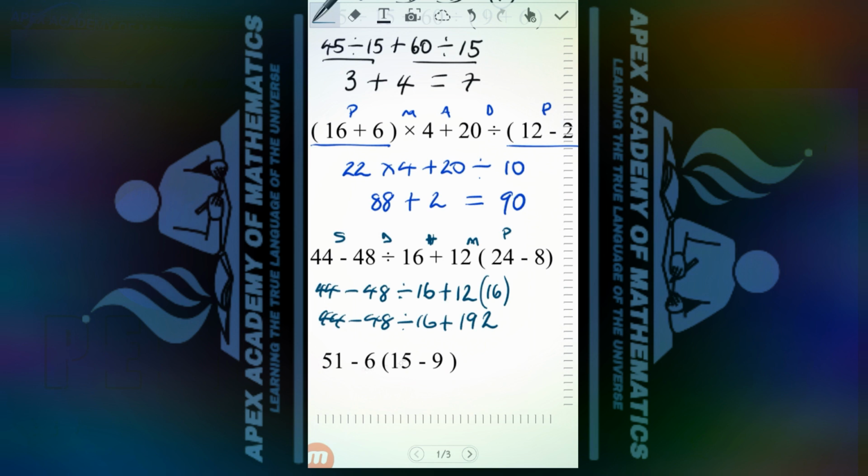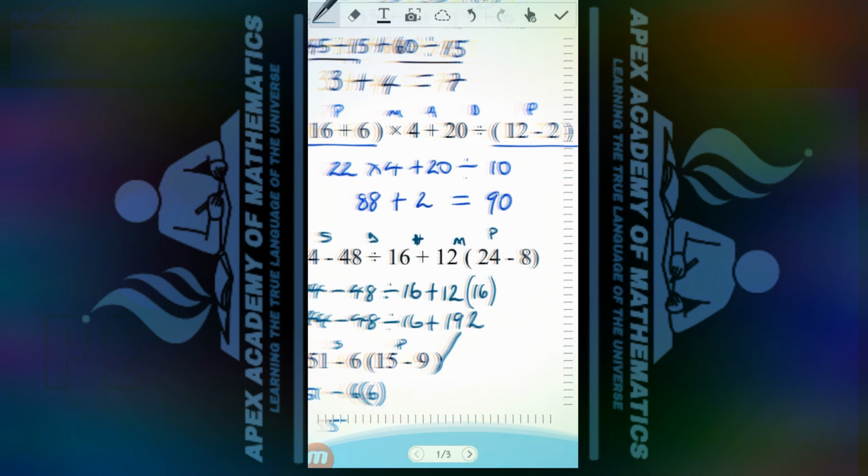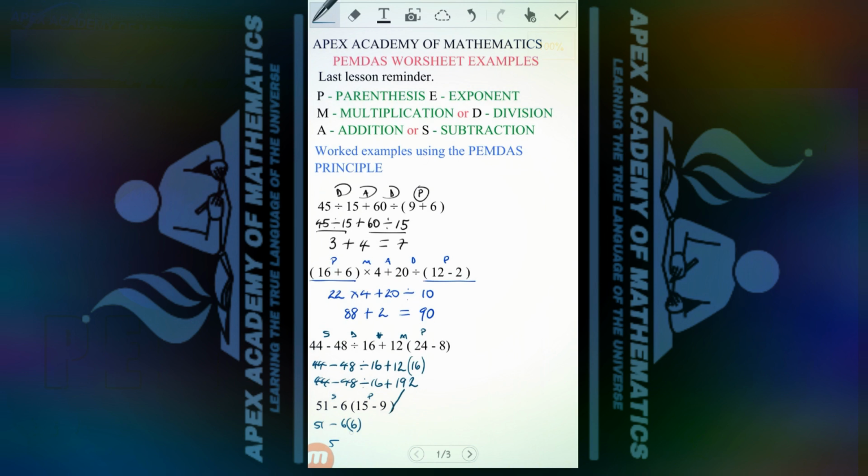So for this one here, we have subtraction, here we have parenthesis. So there's only two operations here. So we have 51 minus 6 open bracket 15 minus 9, that should give us a total of, let's see here, 6. 15 minus 9 is 6, and of course we can just do the parentheses here. 51 minus 6 times 6 is 36. Okay, so 51 minus 36, and that should give us a total of 15.